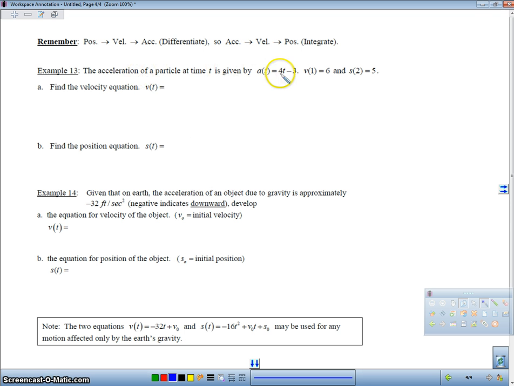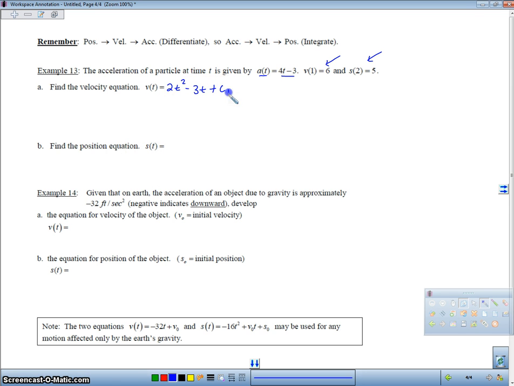So in this case, I have the acceleration of a particle at time t. And I have some initial conditions here. So that'll help us find those values for each of my velocity and position equations. All right, so first I'm going to find my velocity equation by taking the antiderivative of acceleration. So I'm going to use my power rule for antiderivatives, and I'm going to end up with 2t squared minus 3t plus c. And I'm going to be using other c's later on because I got to do it again here.